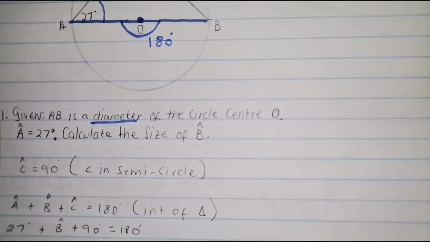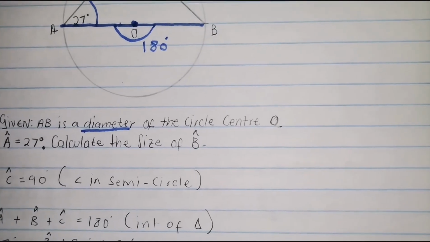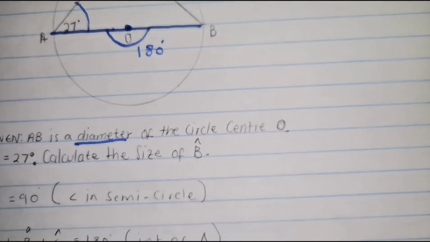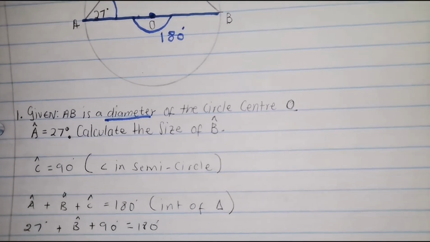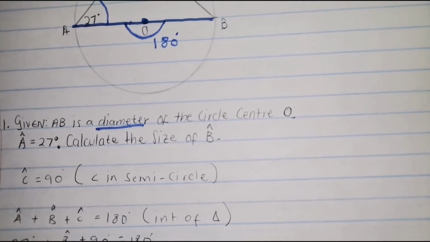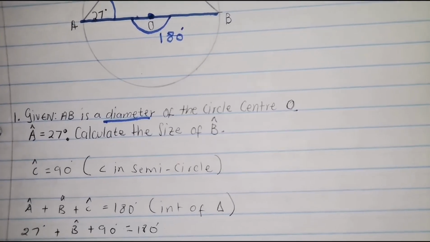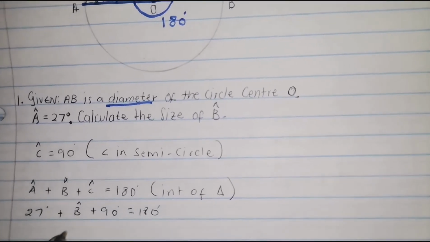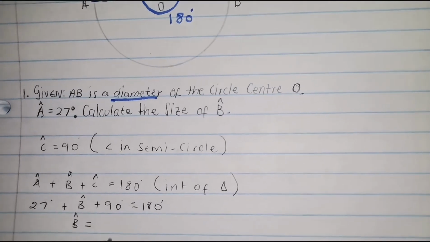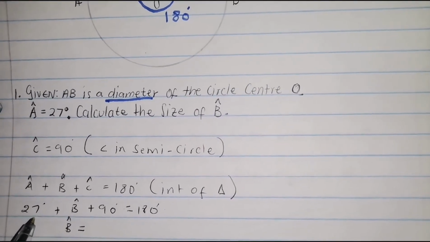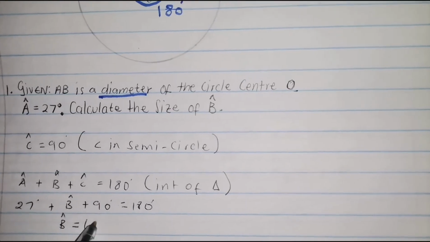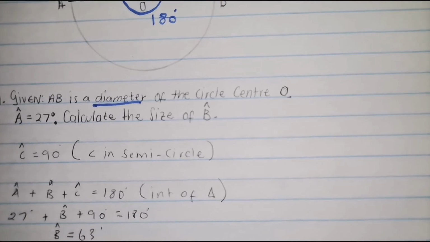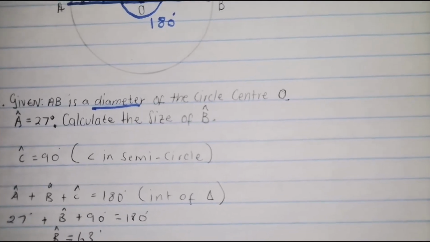Now what you need to do is be left with B, the unknown, on one side. So you can say 180 minus 90, then minus 27. You're going to basically transpose those two constants to the right hand side to be left with angle B. So we see that 180 minus 90 minus 27 is equal to 63. Yes, 63 degrees. I hope you guys understand this example, and in the examination they will mark it so simply.